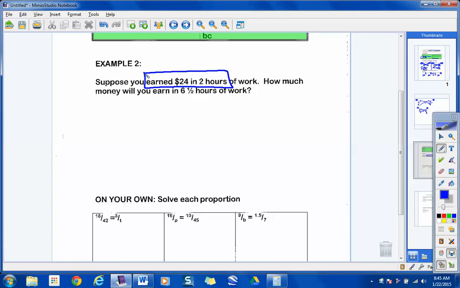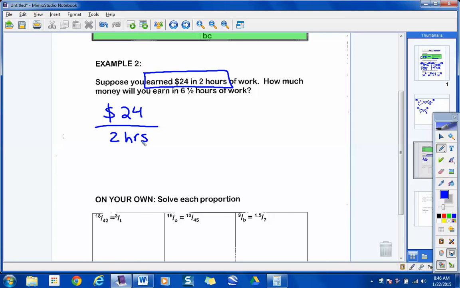What do you know there? You'll make $24 in 2 hours. You're given a rate. You made $24 in 2 hours of work, okay? So guys, the information that they give you to start with is very important, all right? And let me explain to you why.